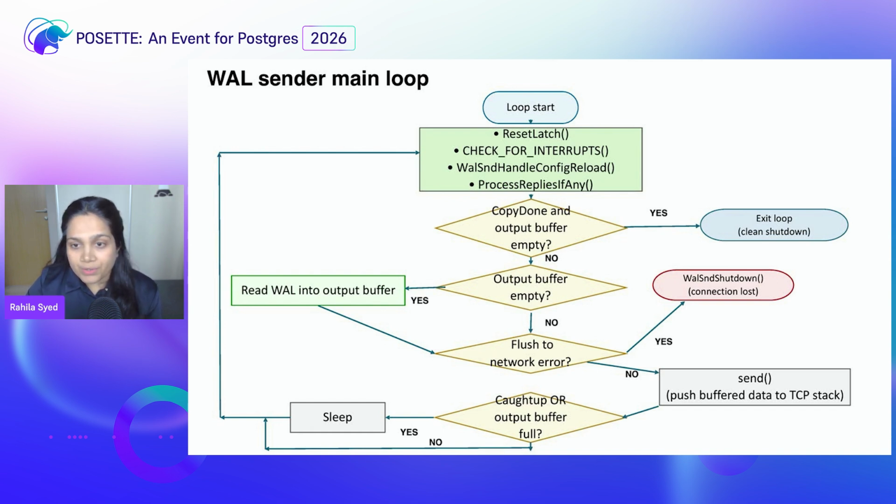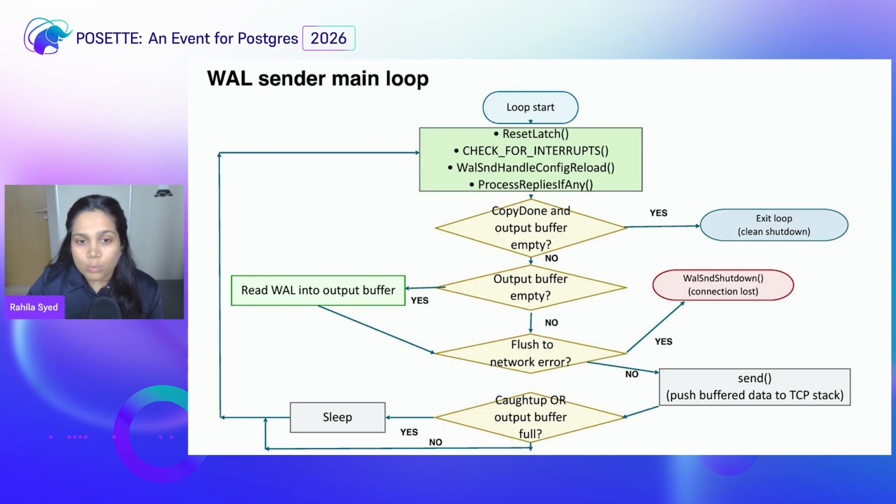If the output buffer is not empty, it goes on to try to flush that output buffer over the network, like you see. Once that completes, it goes on to see if the wal sender has caught up or if the output buffer is full. That means there is a lot of WAL in the output buffer to be sent to the network.